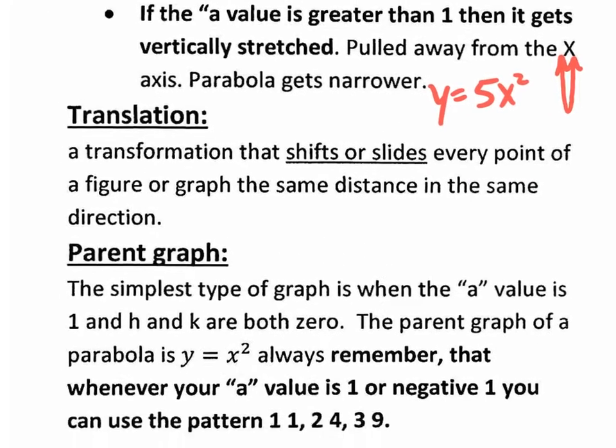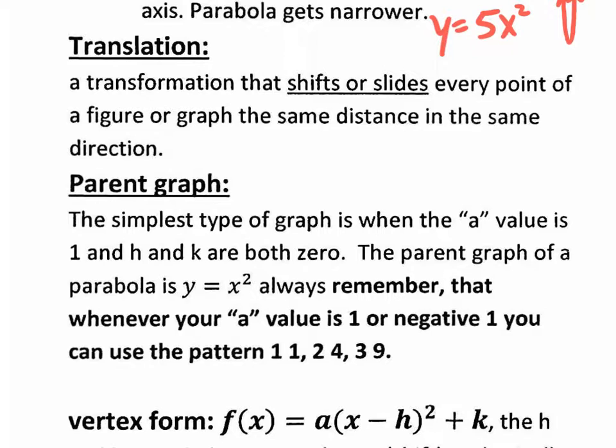Let's move on to translations. So we already know that with a vertical stretch, the parabola gets narrower. With a vertical compression, it gets wider. A translation, what's a translation? It's a transformation that just shifts or slides every point of a figure or a graph the same distance in that same direction.